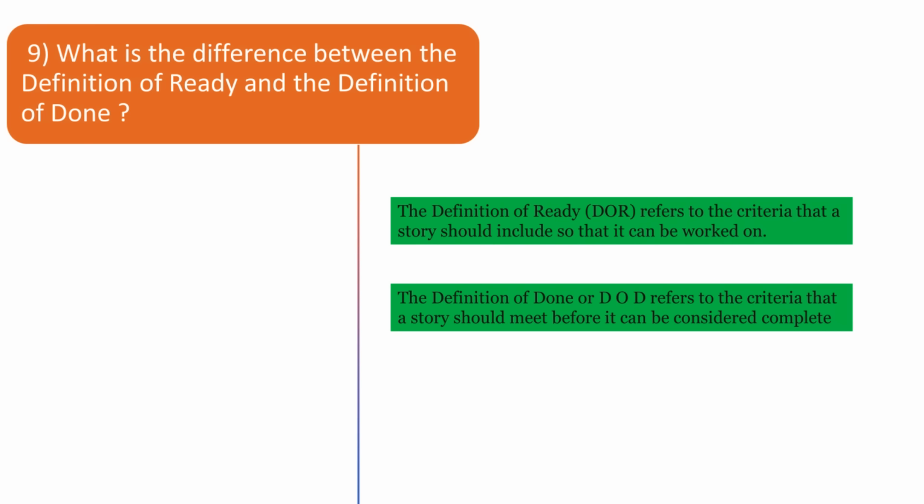The definition of done, or DOD, refers to the criteria that a story should meet before it can be considered complete. For example, the definition of done may include: all functions needed for the story are completed, such as development, testing, etc. Any documentation needed for the story is completed. The story is accepted by the product owner, and more.